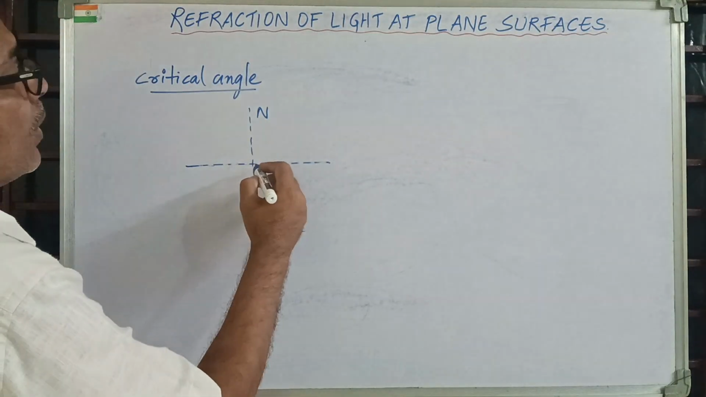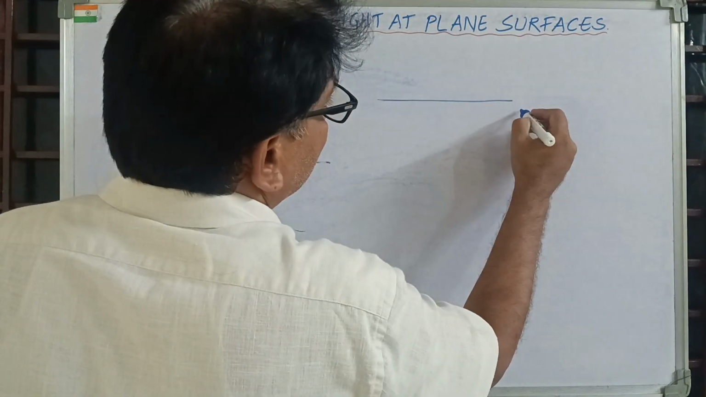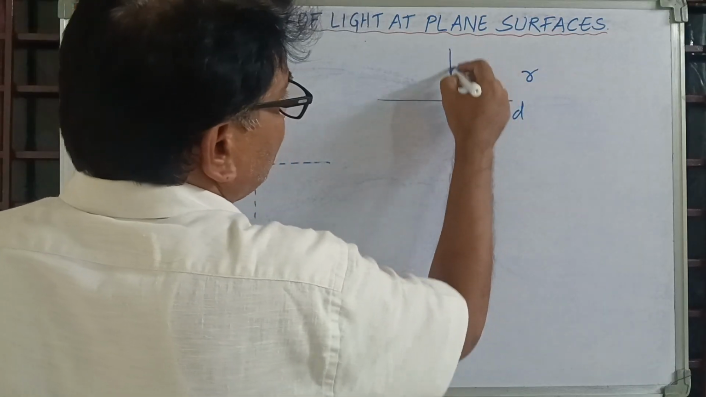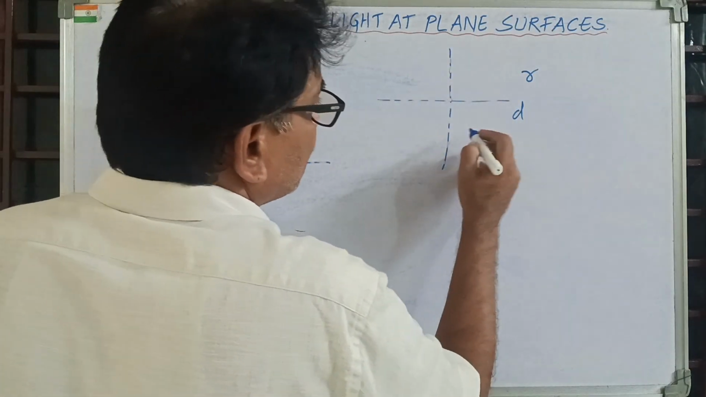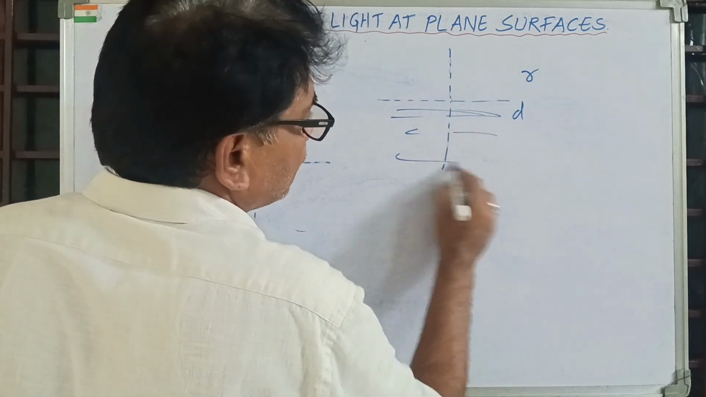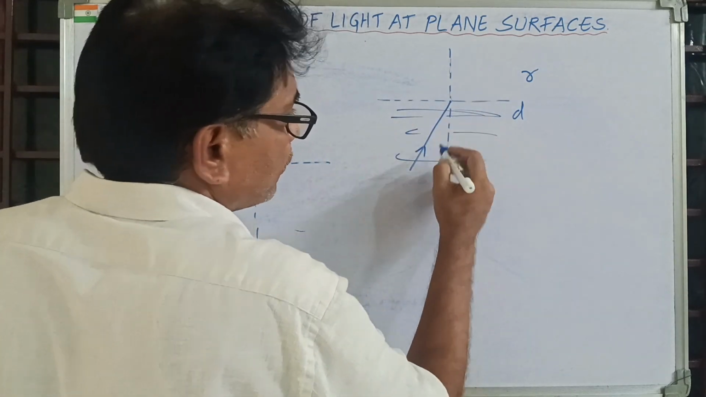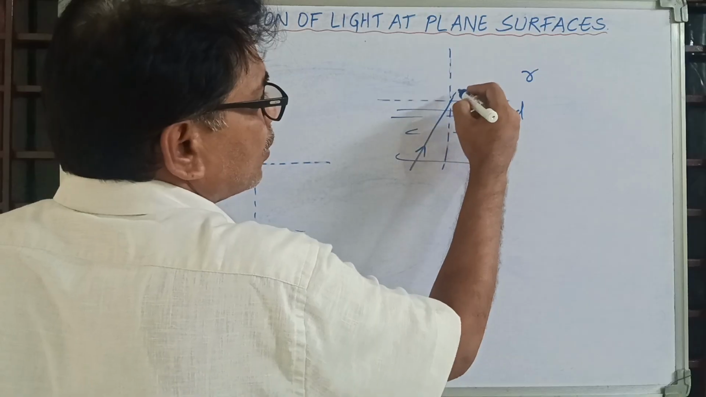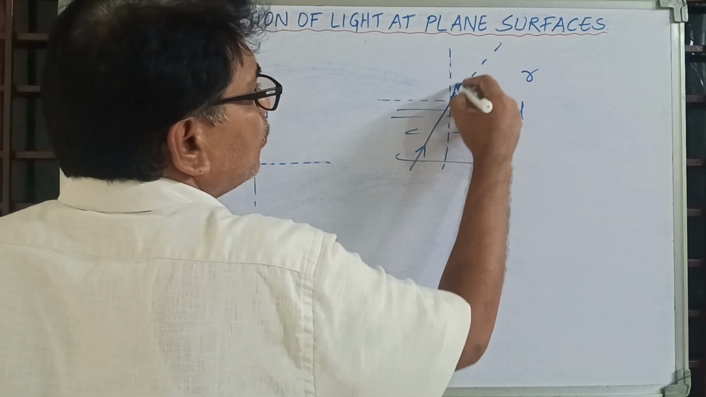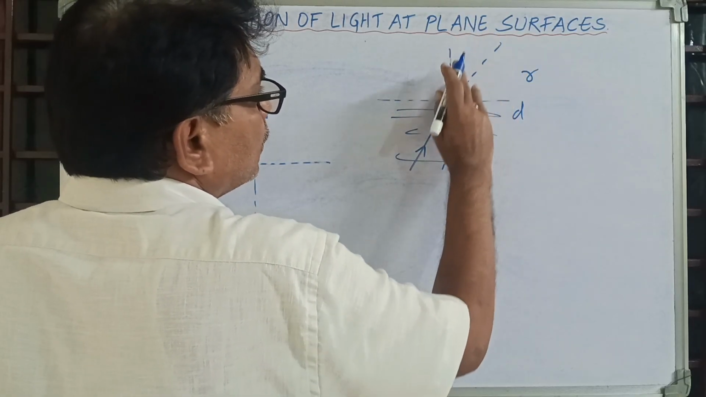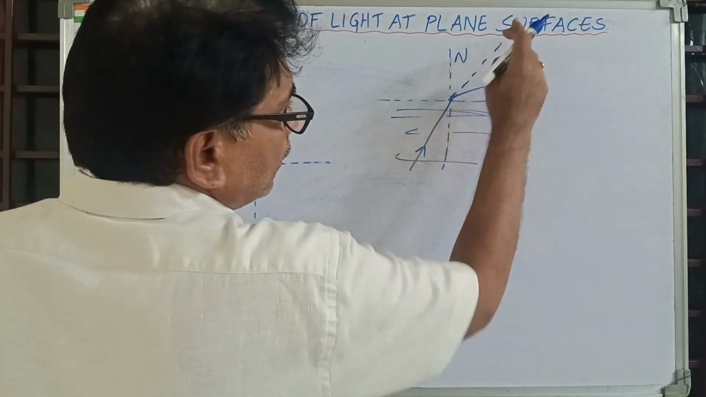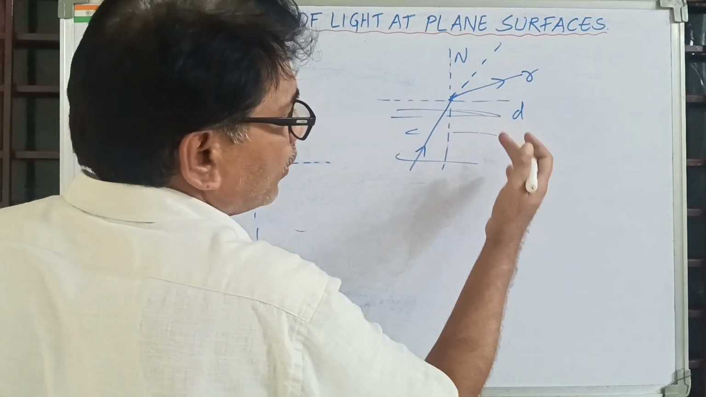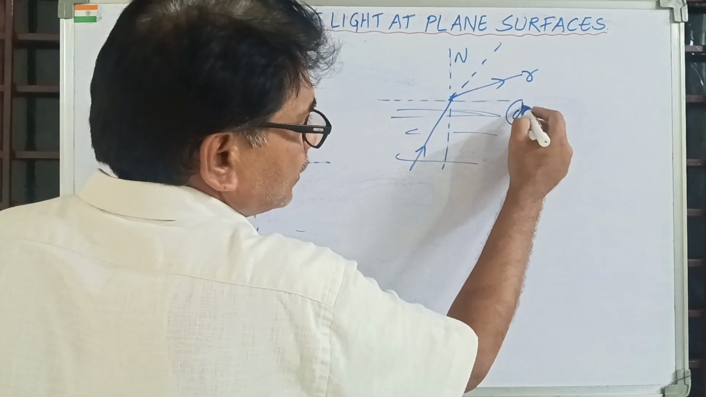So you remember, if a light ray, suppose I am drawing here, goes from denser to rarer. One second, I want to show you. This is the interface and this is the normal. This is denser. If a light ray travels from denser to rarer, what happens? Instead of going straight like this, it will move away from the normal. Why? Because it is coming from denser to rarer.